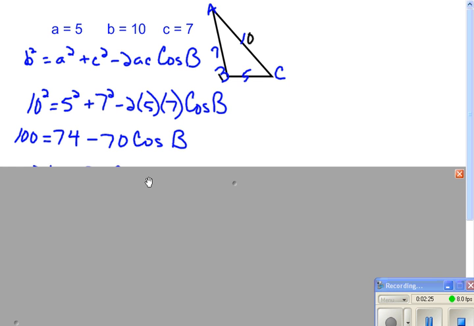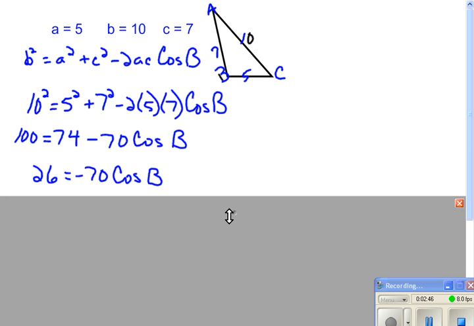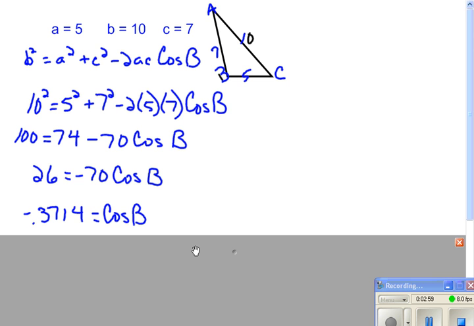Doing the order of operations, you cannot go 74 minus 70 because the 70 is being multiplied by cosine of B. So that's all one term. So in order to get rid of the 74, you are going to subtract 74 on each side. And when you do so, you get 26 equals negative 70 cosine B. Of course, then you're going to divide by negative 70, and you get approximately negative 0.3714 equals cosine B.